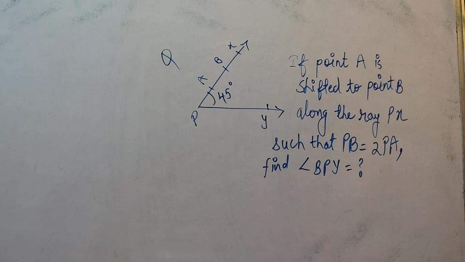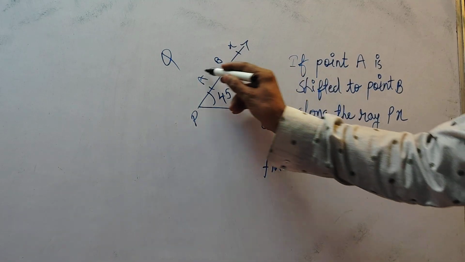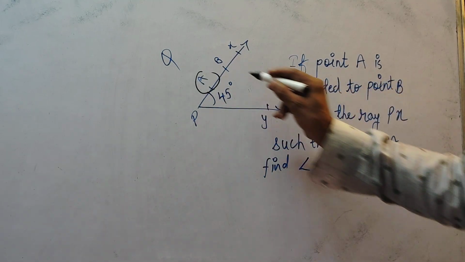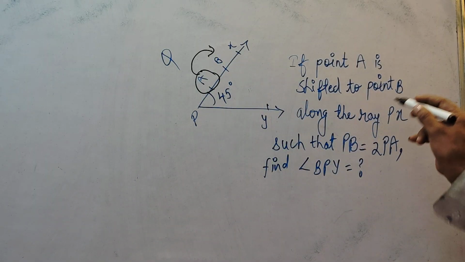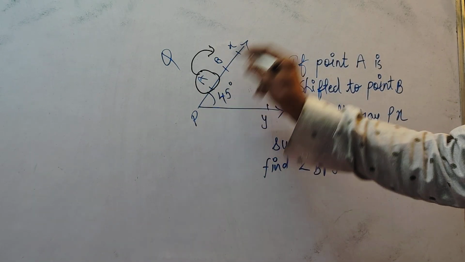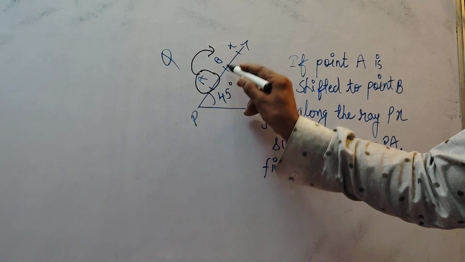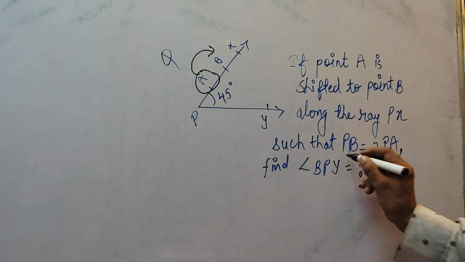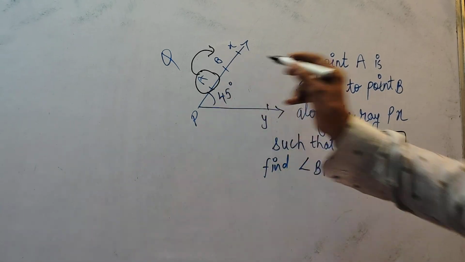We have to find out angle BPY. So what we are doing: point A is shifted to point B along the ray PX, such that PB is 2 times PA.